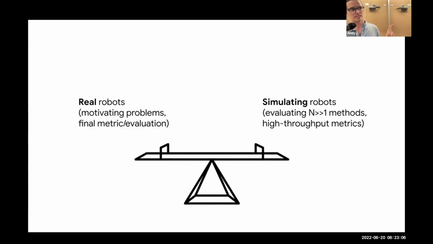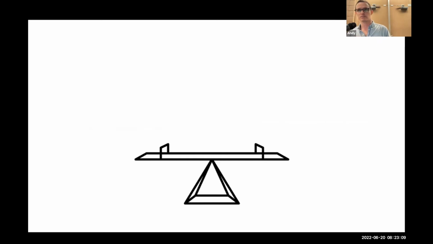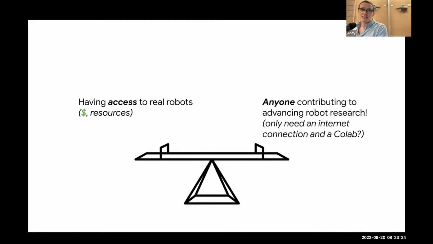There's another related but different balancing act I want to call out as we walk through this toolkit I put together. On the one hand, having access to real robots and actually running real robots is very important, but there's a certain amount of resources that are required to do that. And on the other hand, to the extent that we can frame problems as approachable via just simulation, then anyone can contribute to advancing robot research, which I just think is awesome, letting anybody in the world, some kid halfway across the world, where you only need an internet connection and a Colab to contribute.